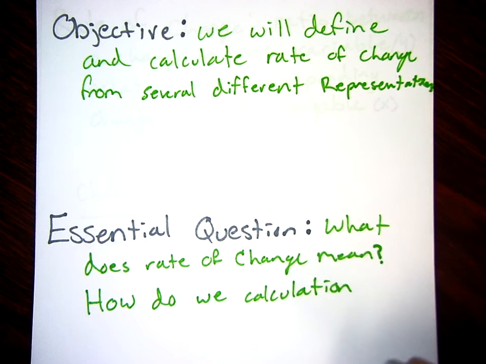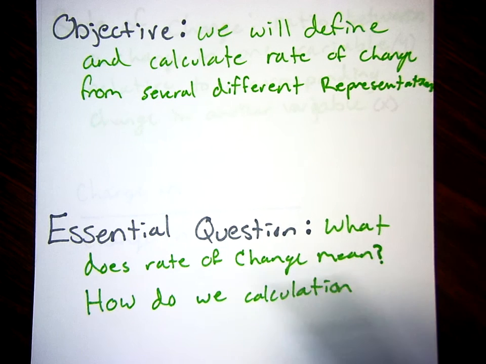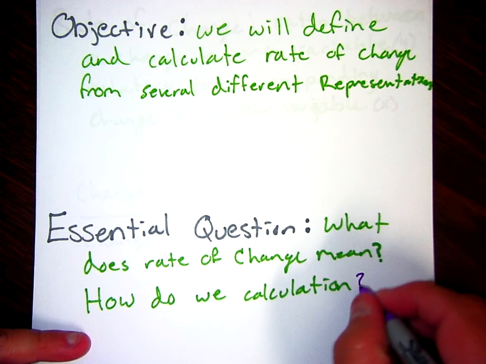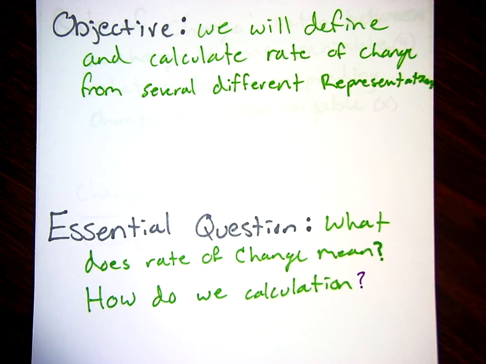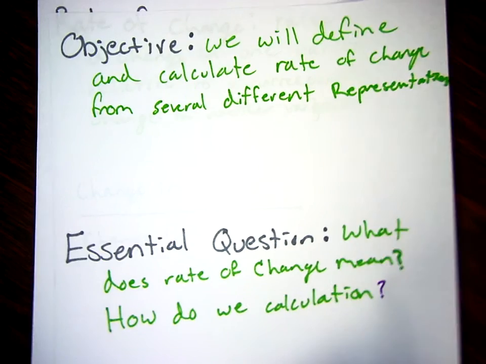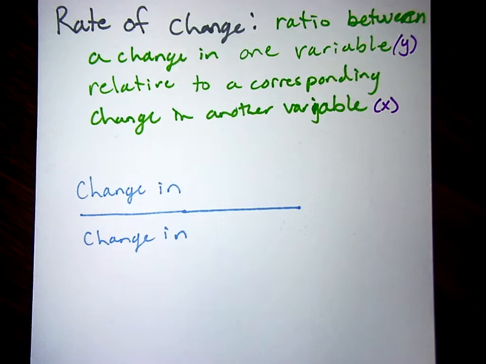Okay, so the essential questions, the things that you really need to take away from this, are: what does rate of change mean? What does it mean when you have a rate of change? And how do we find it? What are we looking for? How do we calculate those things? So there are your essential questions, and we will come back to these and answer them at the end of the video. All right, so let's dig right in.